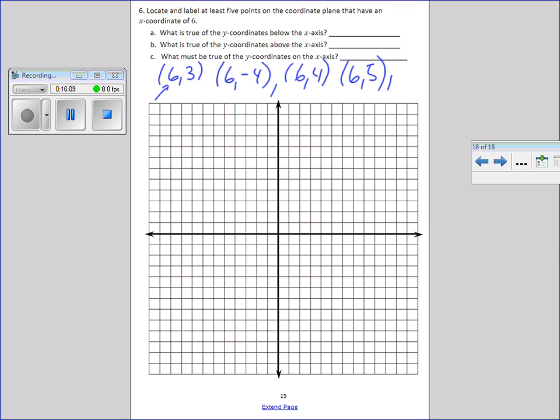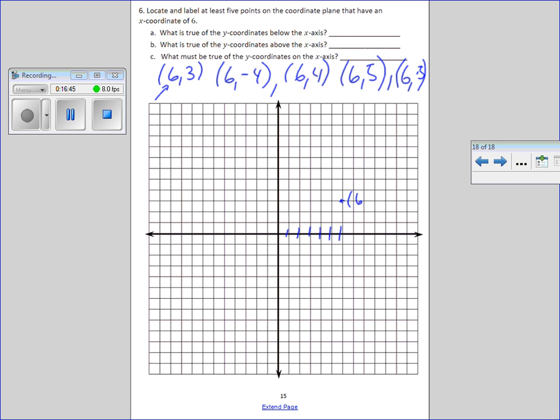And just for the heck of it, give me one where the second coordinate is something other than a whole integer. Give me a rational number that's not a whole number. Just for fun. 6 and what? 6 and 0.5. Okay. We can do it. All right, so now we're going to plot it. 1, 2, 3, 4, 5, and 6. First one is 6, positive 3. 1, 2, 3. There's a point.